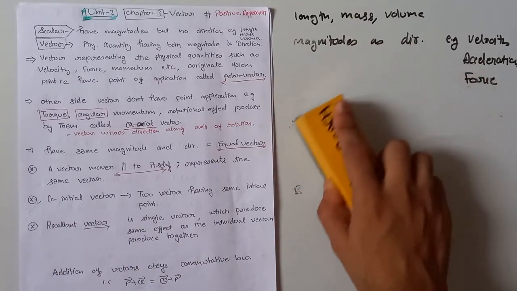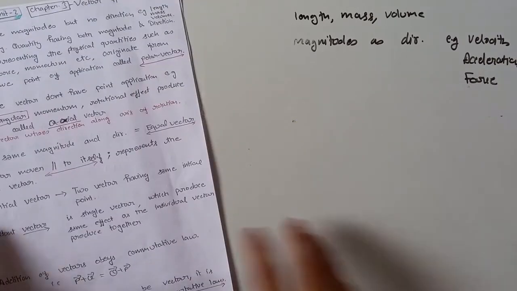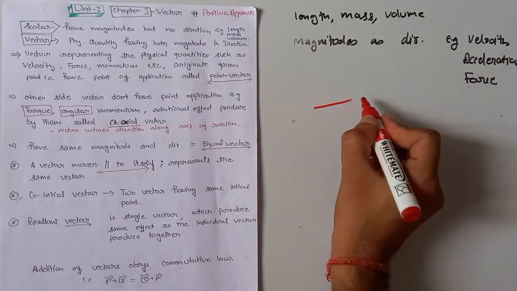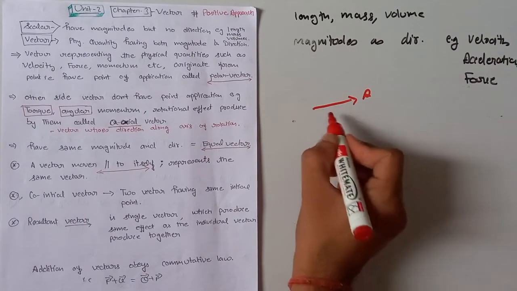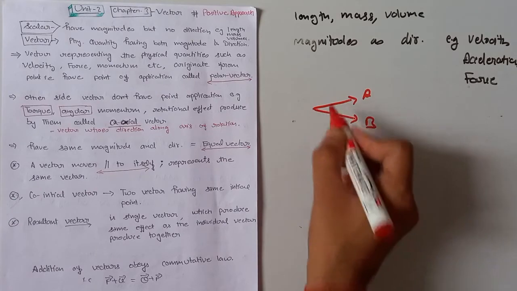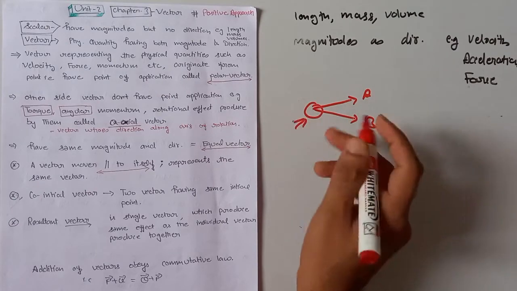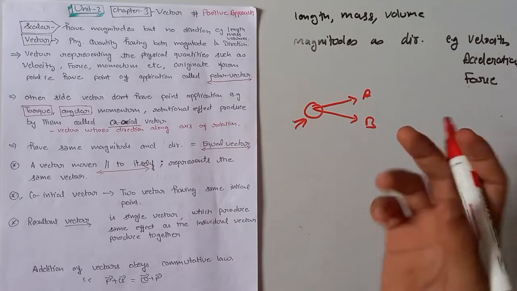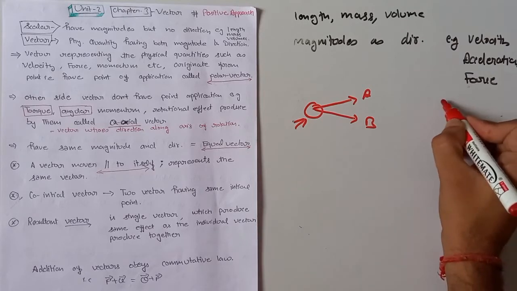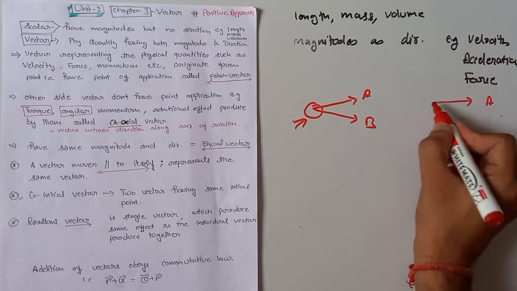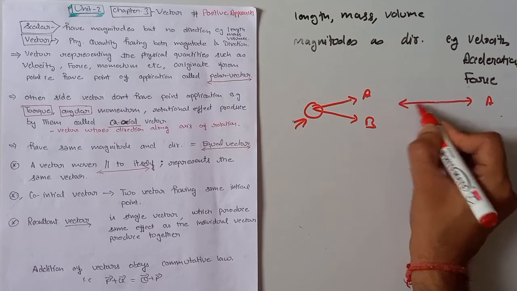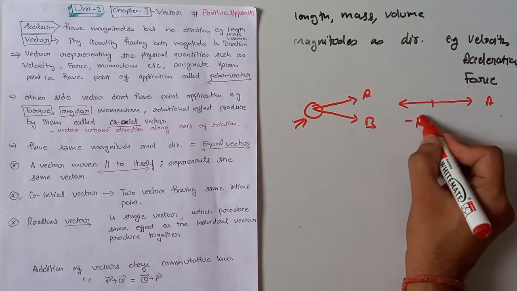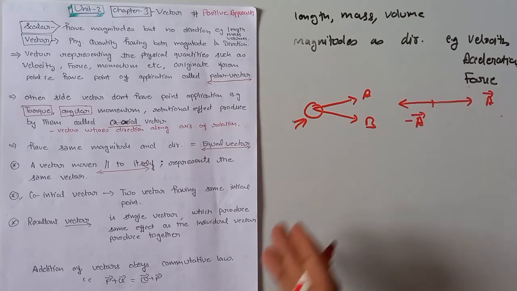Now our next vector is the co-initial vector. Co-initial vectors are those two vectors which have the same initial point. For example, let A be a vector from this point and let B be another vector. Both vectors originate from this point. These vectors are called co-initial vectors. And what is a negative vector? Any vector which is opposite in direction. For example, let this be vector A, and a vector which is opposite in direction is called its negative vector and is denoted by minus A. This is all about these vectors.